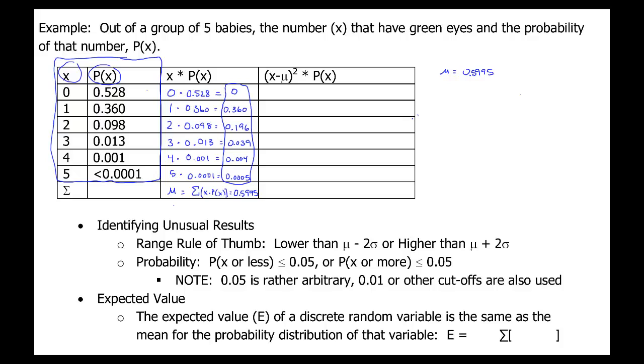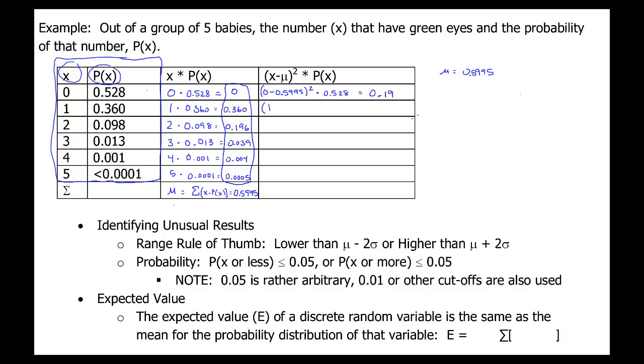So first we have to find the variance, and the variance is going to be the sum of this next column. So we have each x minus the mean squared times the probability of x. Okay, so our first x is 0. We just calculated the mean, 0.5995 squared times the probability of x, which is 0.528. And that would give us, if we calculate that out, should get 0.19.